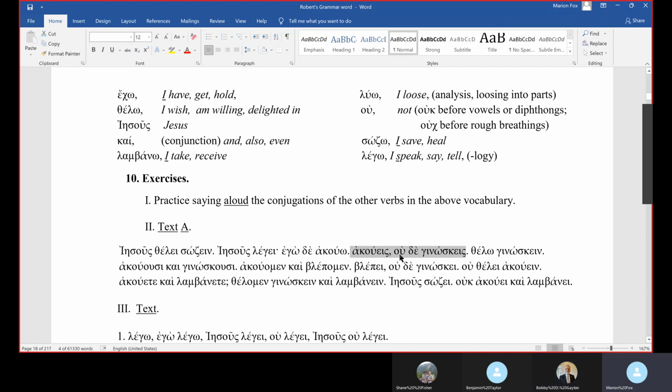But you what? No, not. You do not know, or you know not. See, the ou always goes before what it negates. It doesn't go after it. It doesn't follow it. That's the rule. Okay? The negation. You hear, but you do not know. You don't understand. Now, ginoskeis, this is ginoskeis, second person singular. But you do not know. And ginosko is more elementary knowledge. So you hear, but you don't even have elementary knowledge.